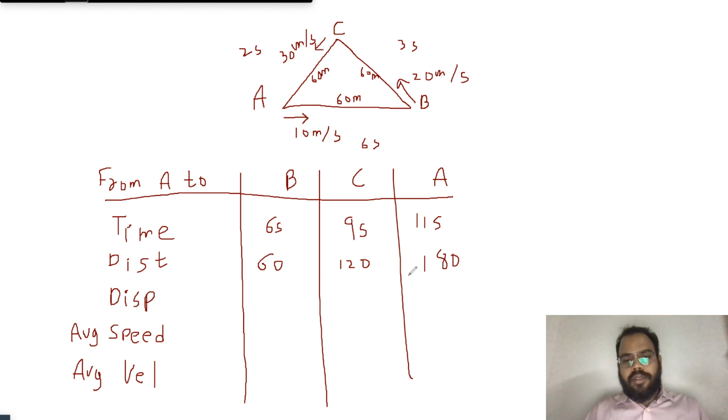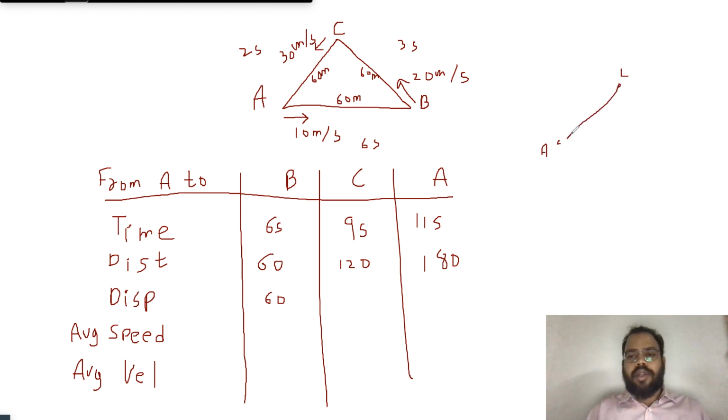I have also got the distance. Now let's move on to displacement. As we know, displacement is the shortest path. From A to B my shortest path is simply the straight line joining them, and that straight line is again 60, so my displacement will also be 60. From A to C my distance was 120, but my displacement will be the shortest path. So this is my point A and this is my point C.